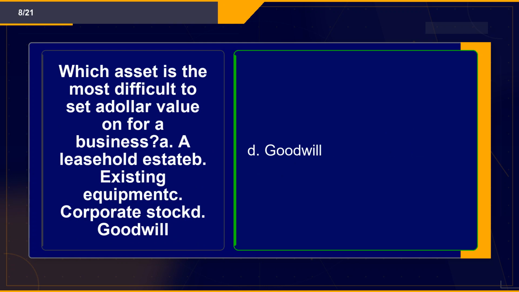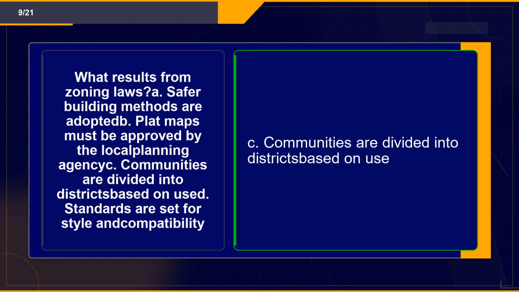Flashcard 8. Term. Which asset is the most difficult to set a dollar value on for a business? A. A leasehold estate. B. Existing equipment. C. Corporate stock. D. Goodwill. Definition. D. Goodwill.